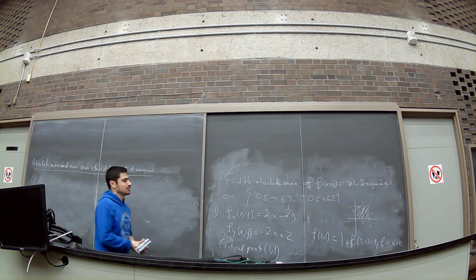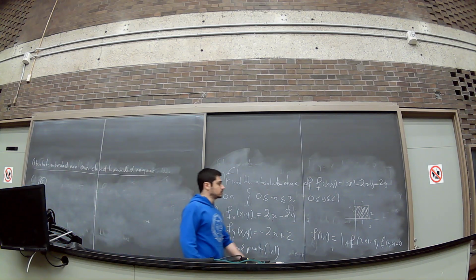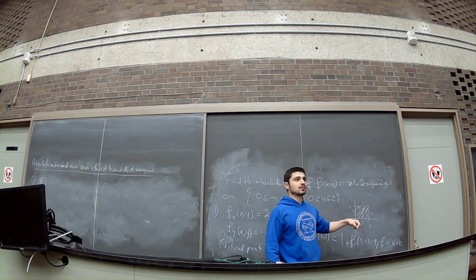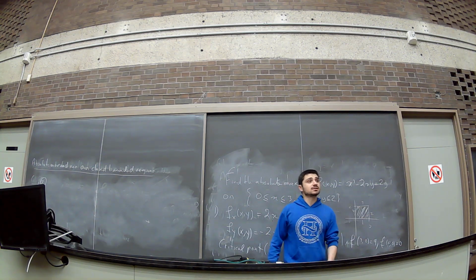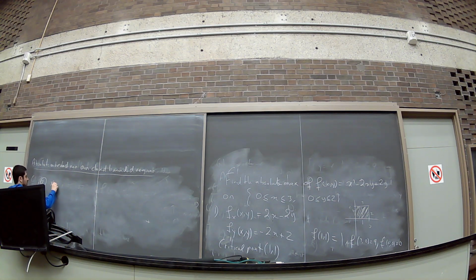Okay, let's do 2 now. What characterizes 2? The boundary 2 of my line. What is the value of x? X is equal to 3, and y varies between what and what? 0 and 1, right?